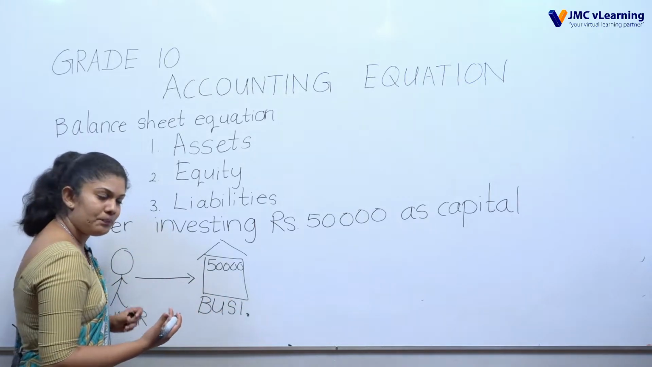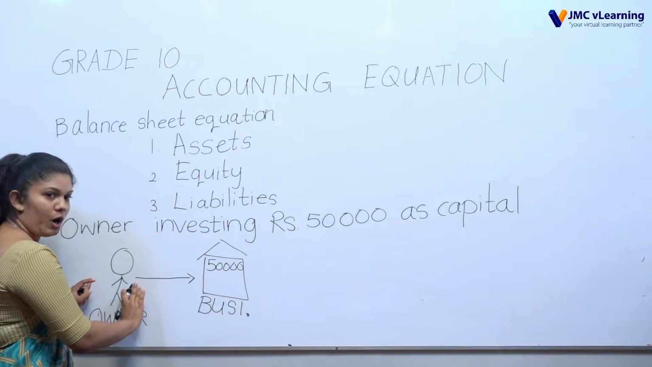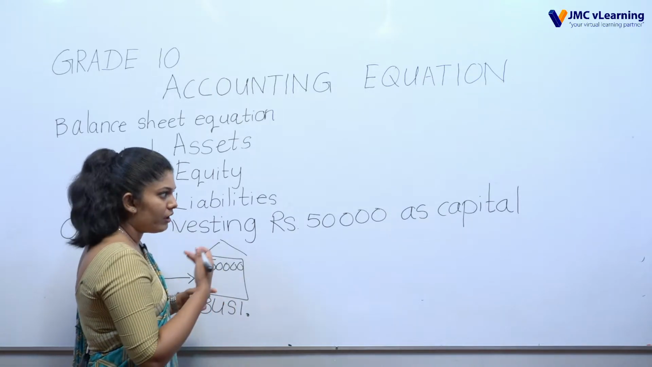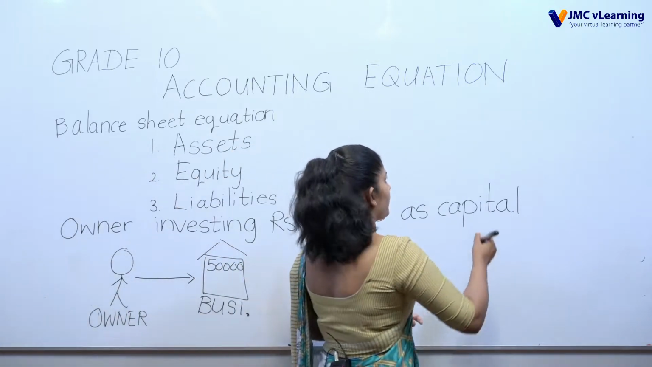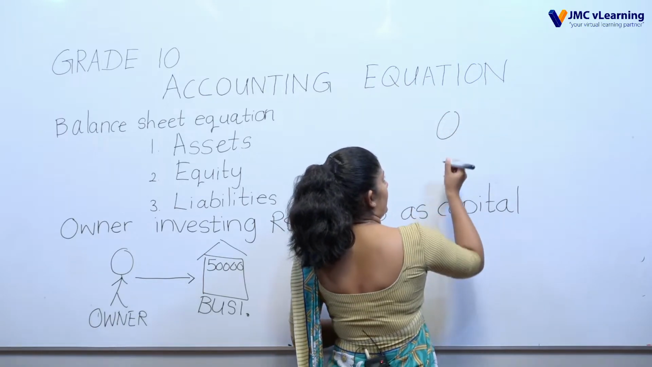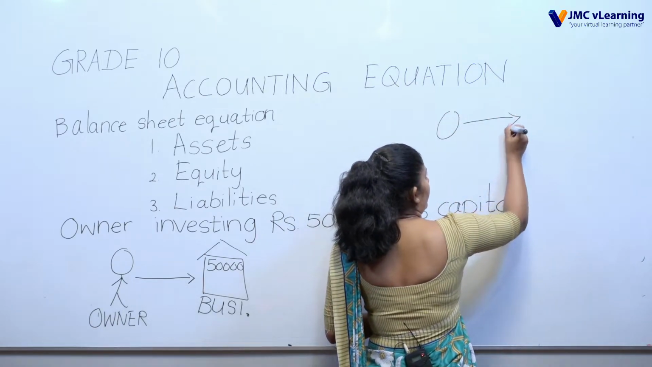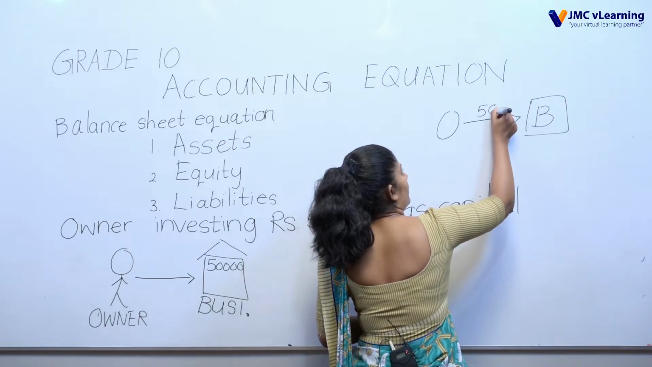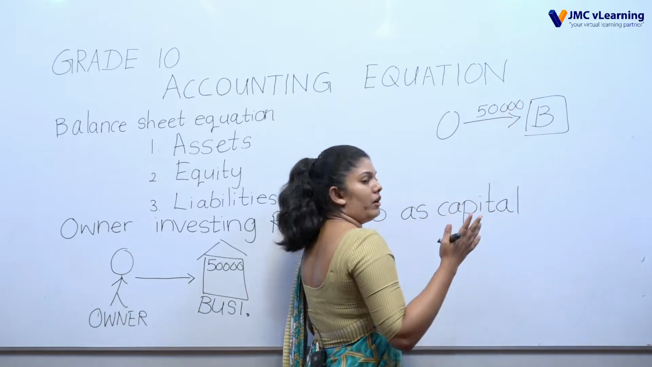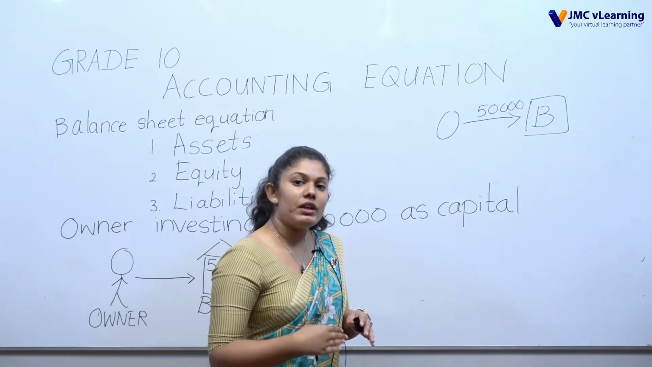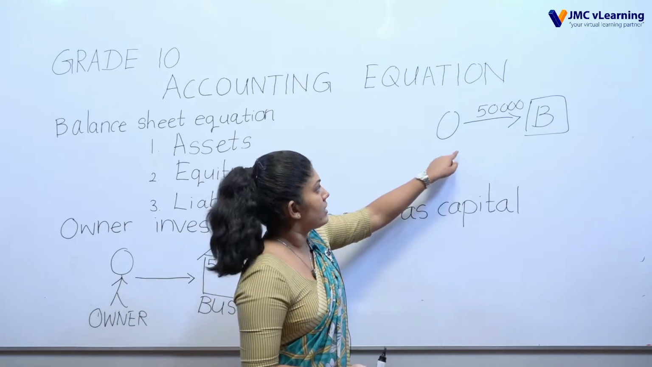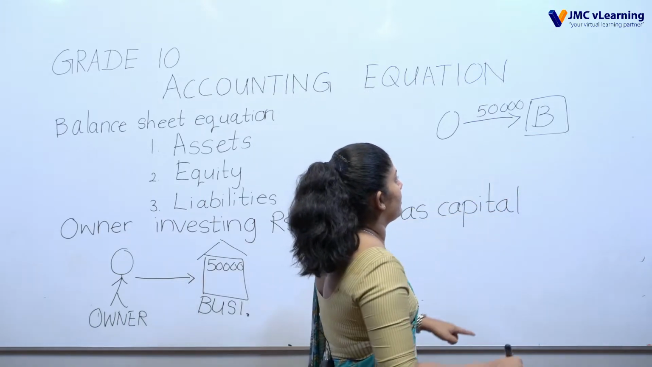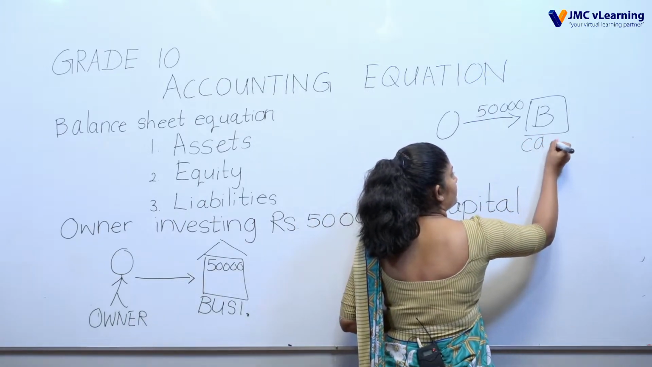Now what happens? Something that belongs to the owner comes to the business. If we explain it further, first the owner had it, then he gave it to the business, 50,000. Now the 50,000 previously owned by the owner belongs to the business. The form of that is cash.